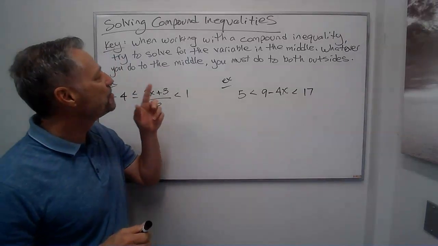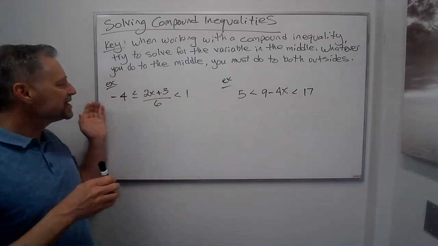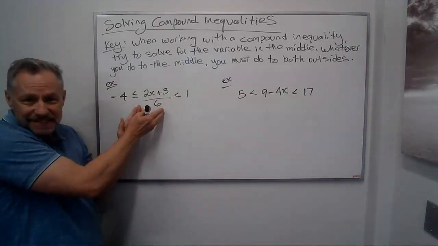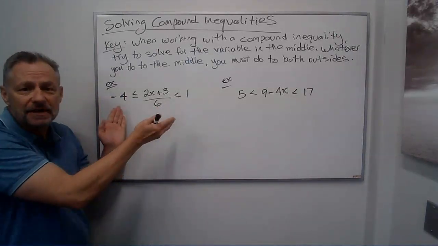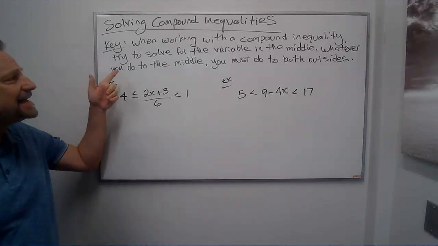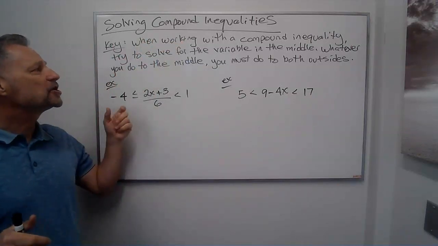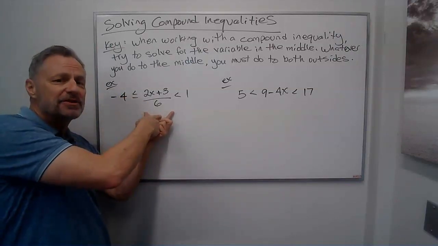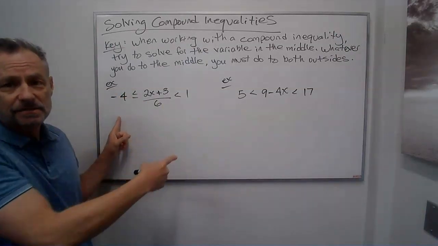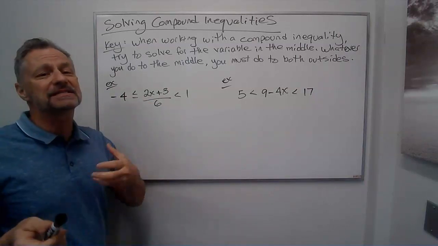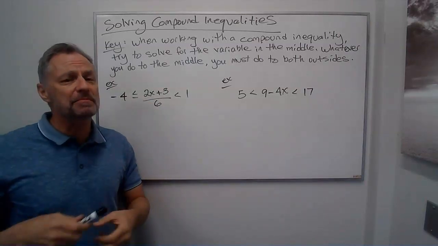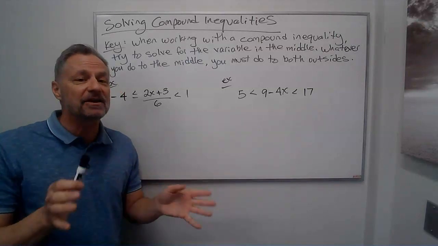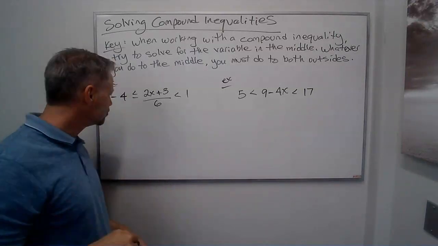All right, so a compound inequality is an inequality sort of like this, where you get stuff in the middle and you get stuff on each of the outsides. The key is when working with a compound inequality, try to solve for the variable in the middle, but anything you do in here to the middle, you have to do to both outsides. Remember, with inequalities, if I multiply or divide by a negative number, I have to flip the inequality. Anything else, I don't. So let's start this out.